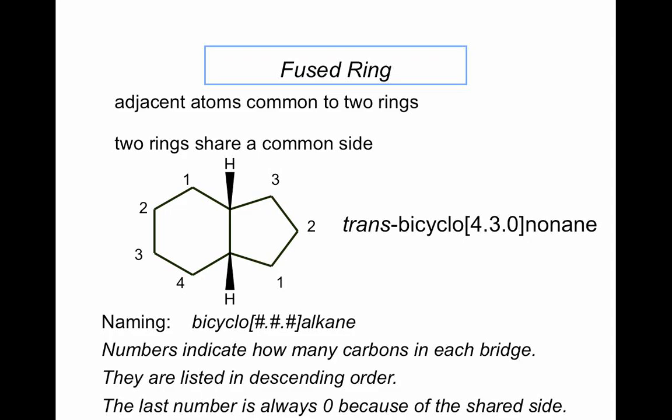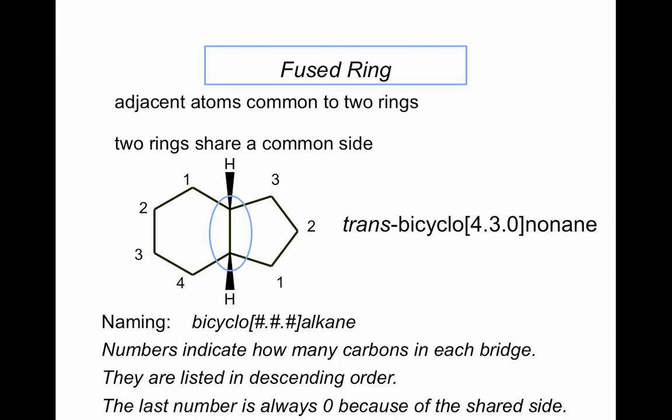Lastly, we have fused ring polycyclic systems. In fused rings, adjacent atoms are common to 2 rings as well as a shared side. So on this slide, I've circled the shared side that's common to both rings. These are named as bicycloalkanes. Here I have trans-bicyclo-4,3,0-nonane. In fused ring systems, the third and final number in brackets is always 0 because there are no carbon atoms in the shared side between the 2 rings.